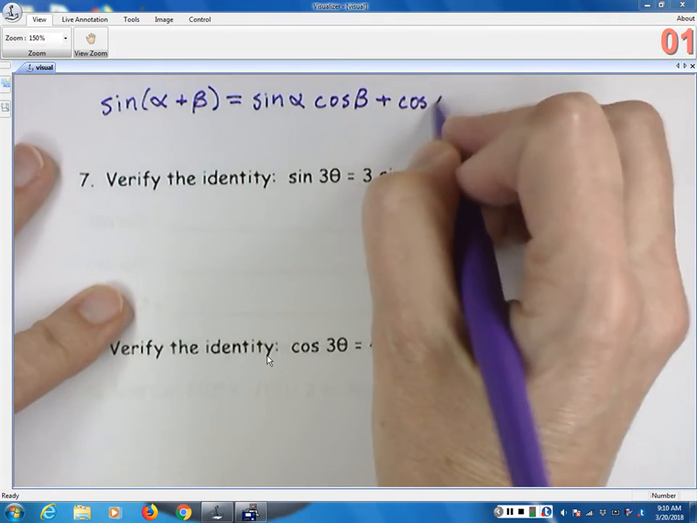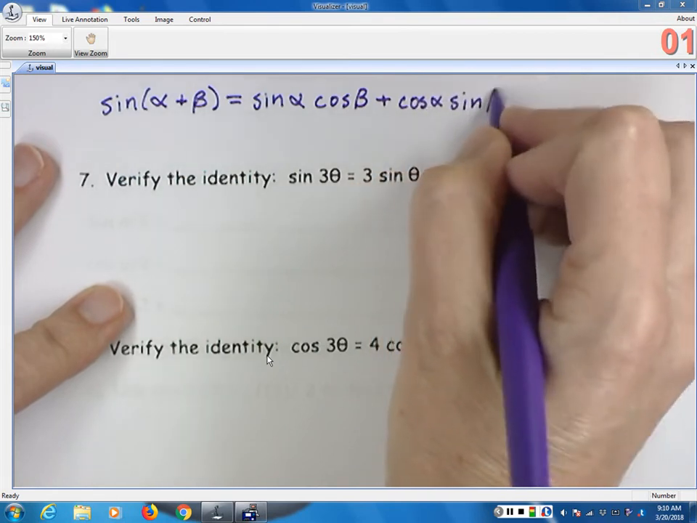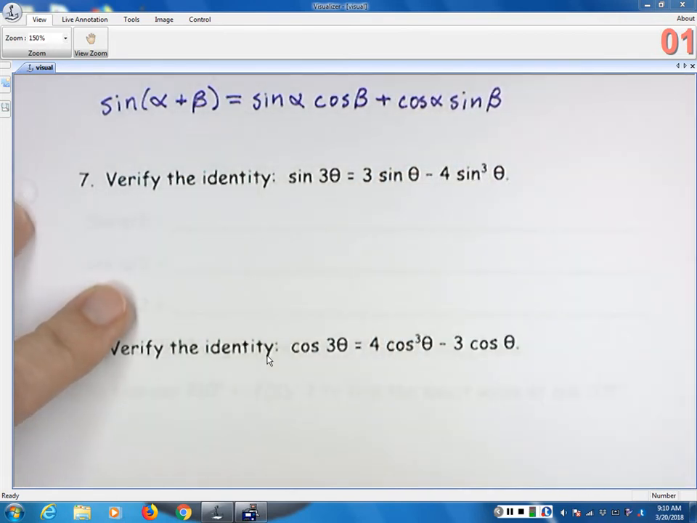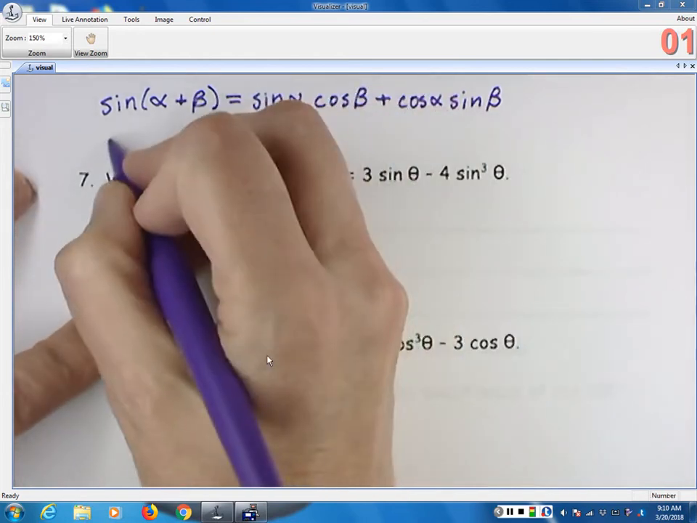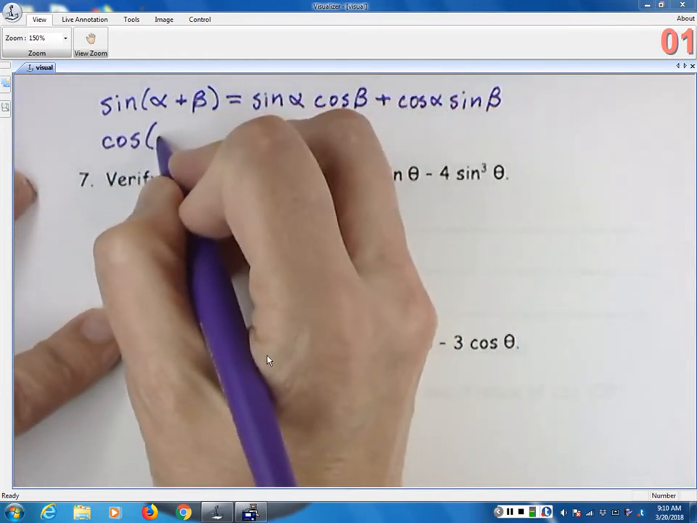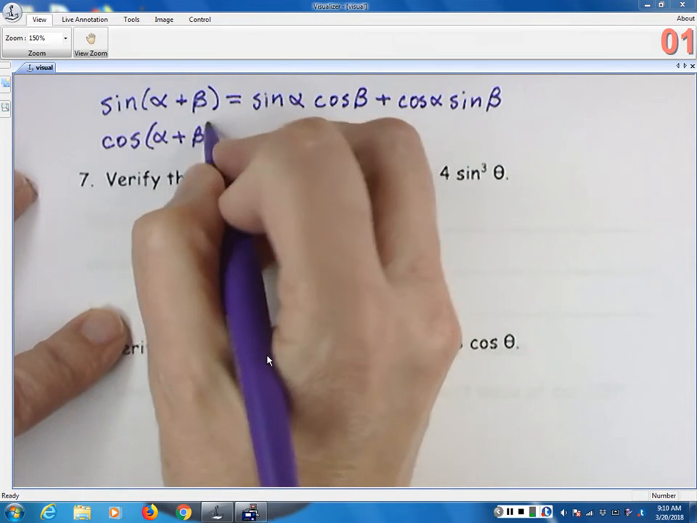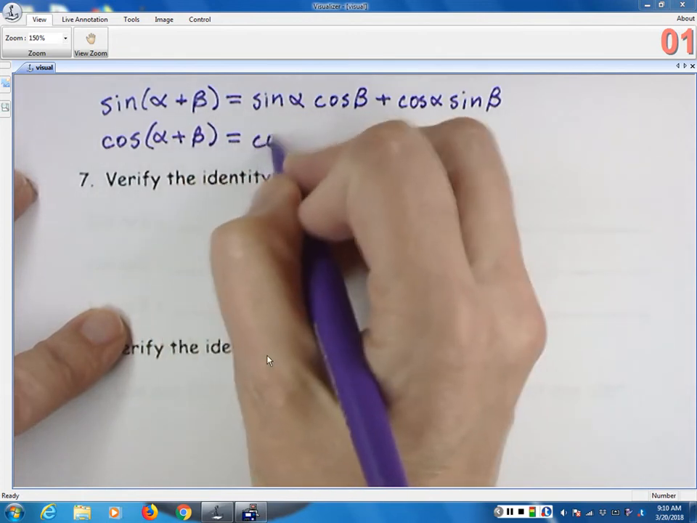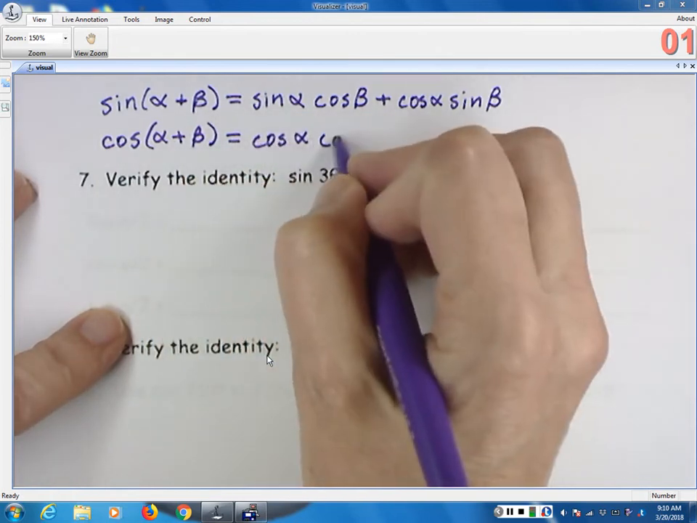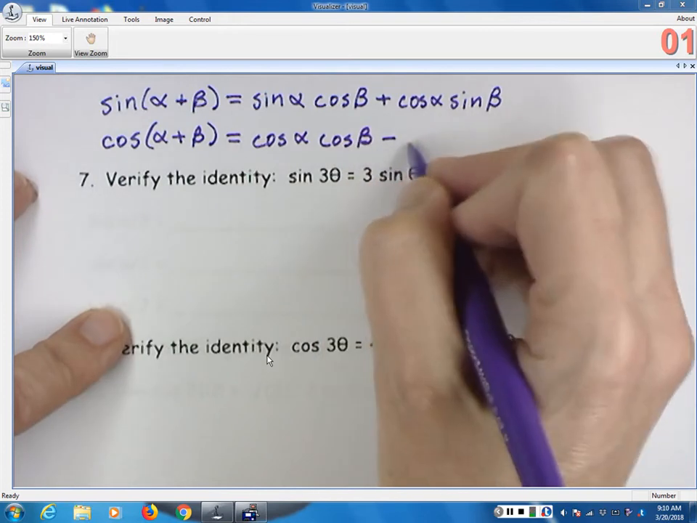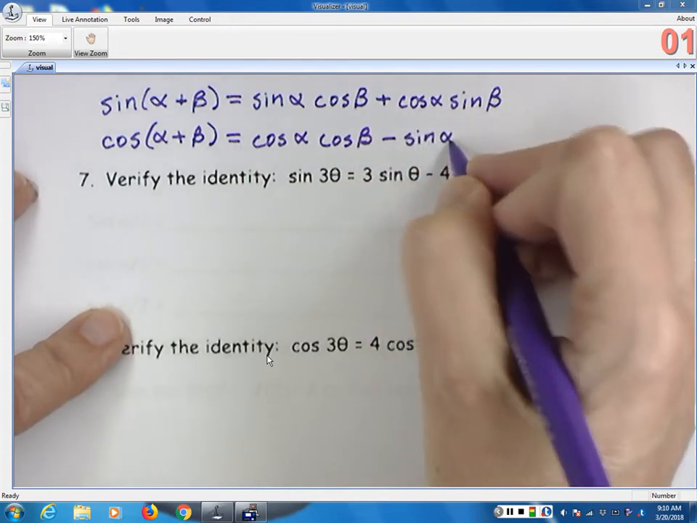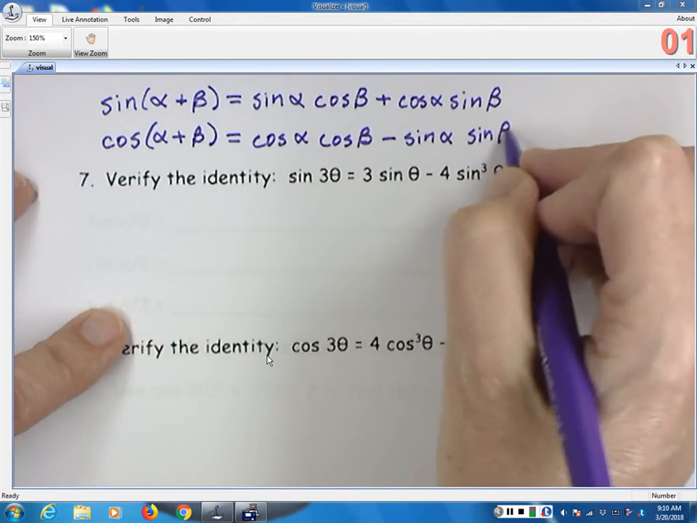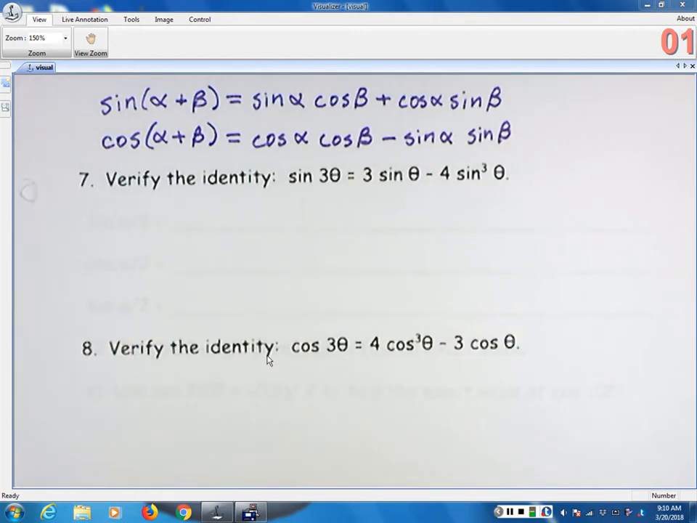I believe I have the formula sheet posted that you can see which ones are on the formula sheet and which aren't. Okay, so verify the identity.